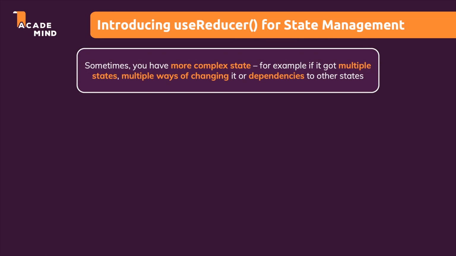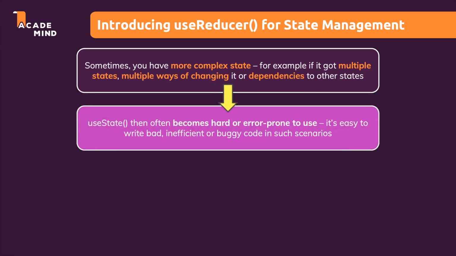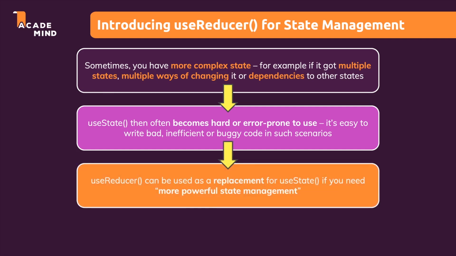Because sometimes you have more complex state, for example, multiple states that kind of belong together, that are managing the same thing, just different aspects of it. Or you have multiple states that kind of change together or are related. In such cases, useState and the state you get from there often becomes hard or error prone to use and manage. And it's easy then to write bad or inefficient or potentially buggy code, which is of course never what we want. useReducer is then an alternative to useState. So it's a replacement if you need a more powerful state management.